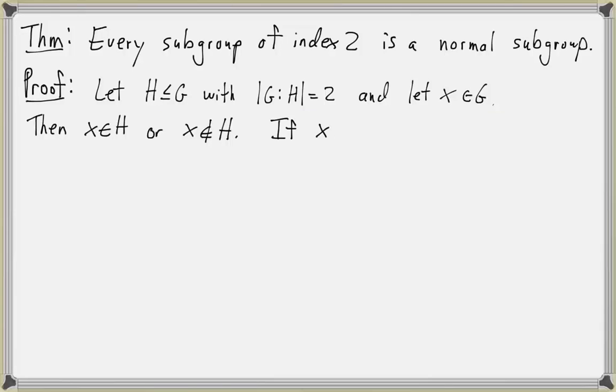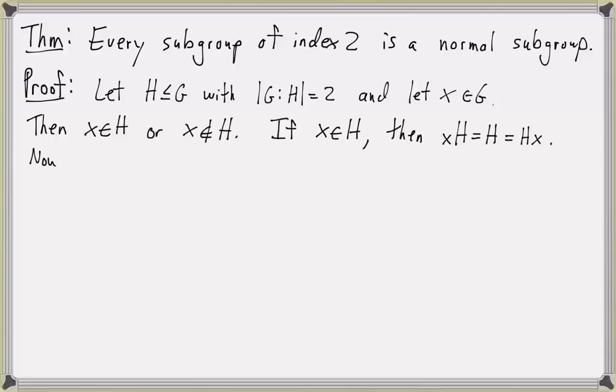So first, if X is in H, then the left coset XH will just equal H, because when X is in H, the subgroup H just absorbs the X. But this is then also equal to the right coset HX. So we see that the left coset XH equals the right coset HX. Now we need to show the same thing when X is not an element of H.